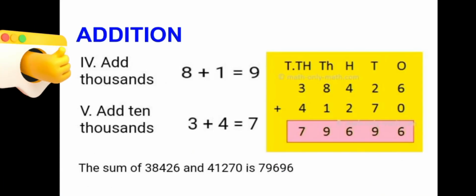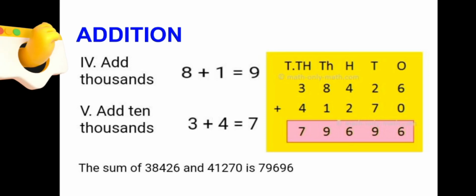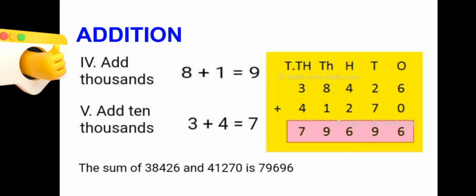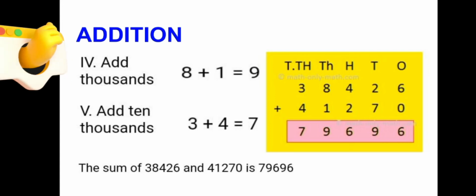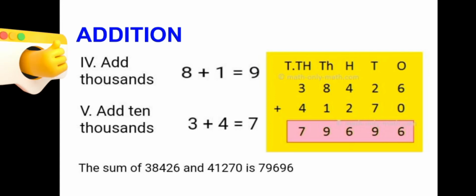So the sum of 38426 and 41270 is 79696. So this one is just like the repetition of the steps that were followed.